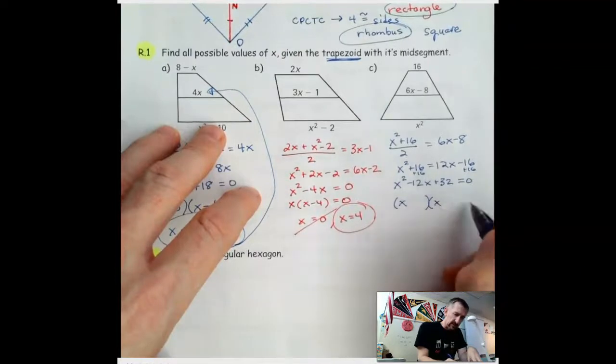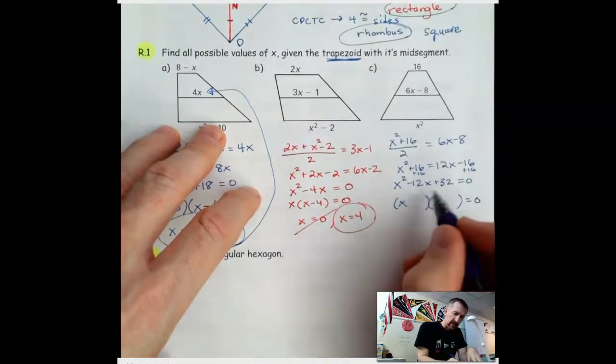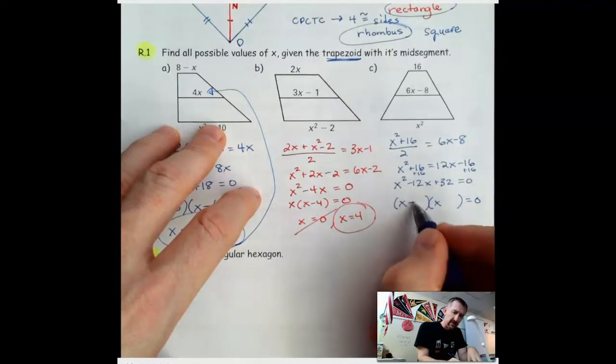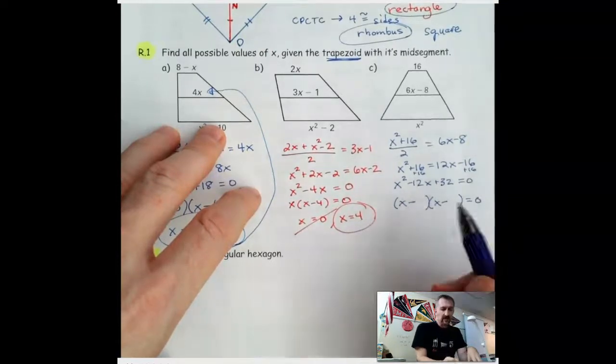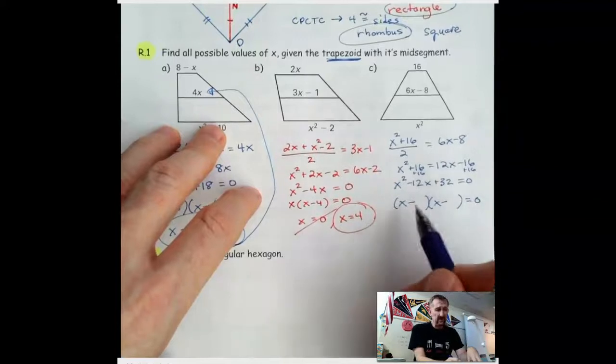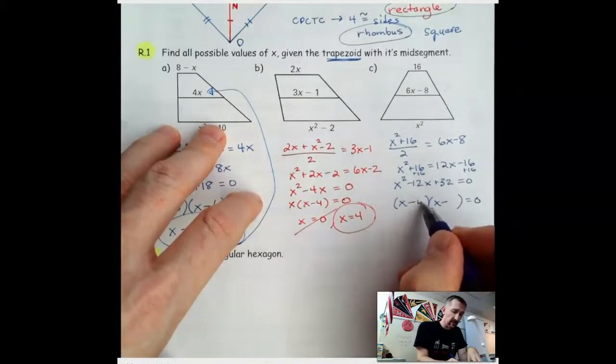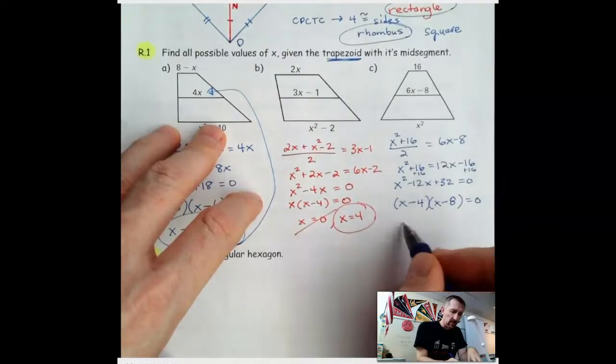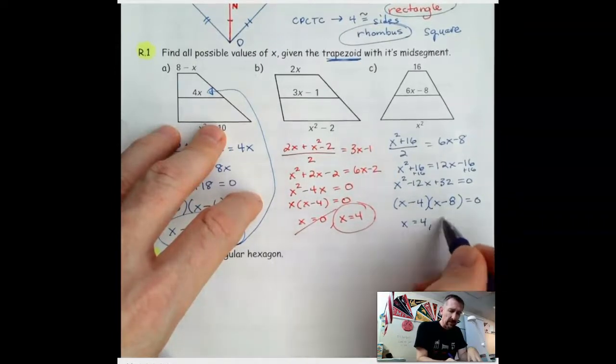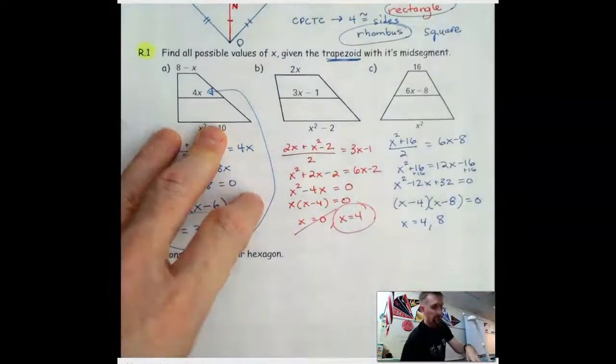It's going to be x and x. And that's positive, so these have to have the same sign, and it's negative here, so they need to be negative. So I need 2 factors of 32 that add up to 12. Hopefully you can find those fairly quickly. 4 and 8.